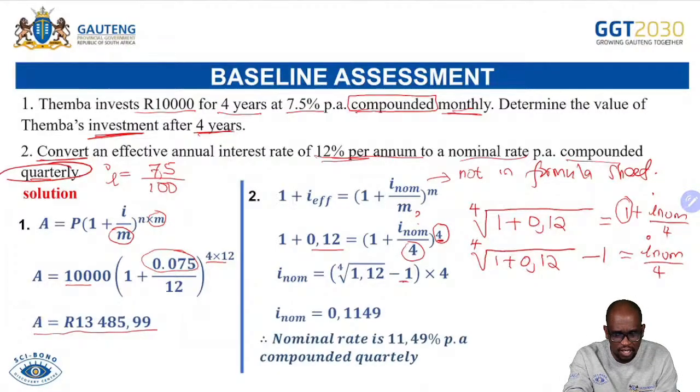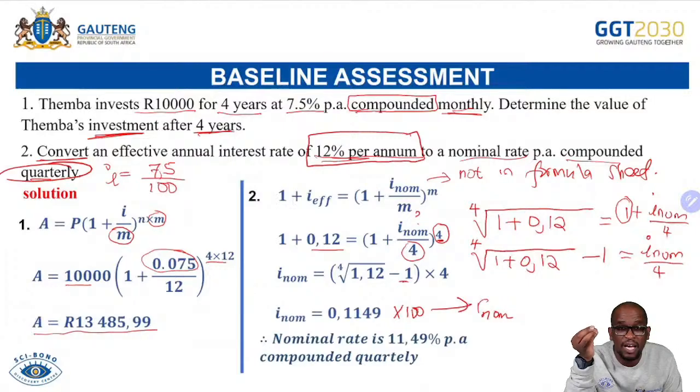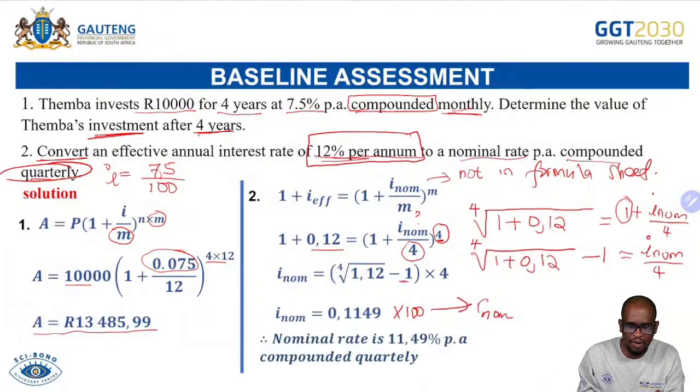Remember, this is the fractional interest rate, so we want to take it back to the interest rate. We multiply by 100 to convert it to r nominal, and we get 11.4549%. So if they are saying 12% per annum compounded quarterly, the nominal interest rate is 11.49%. Remember, at the end, it gives you the same future value. Fine, that would be our baseline assessment.